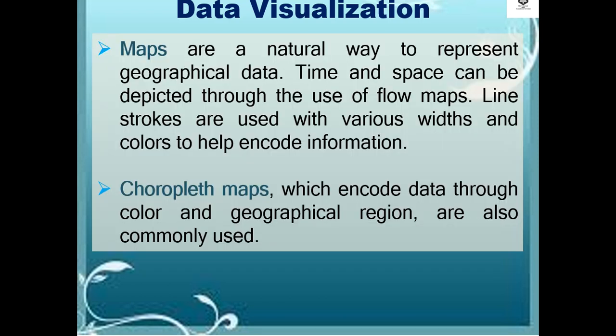Maps are a natural way to represent geographical data. Time and space can be depicted through the use of flow maps. Line strokes are used with various widths and colors to help encode information. Choropleth maps, which encode data through color and geographical region, are also commonly used.